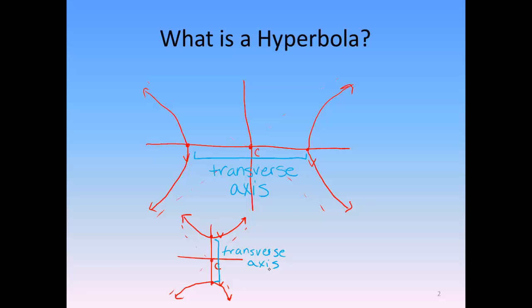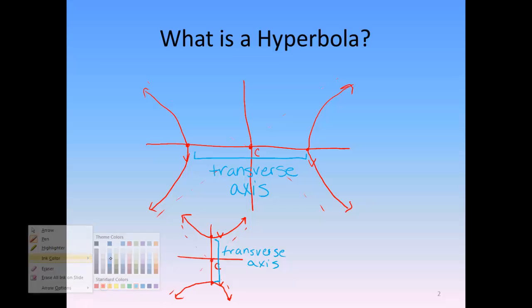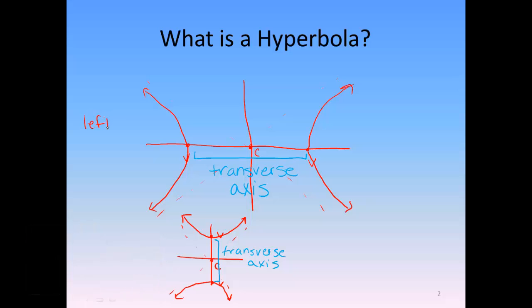Our job today is to look at an equation and distinguish which way it opens, left to right or side to side. This is what I call a left-right opening. This one is the up-down opening. From the equation, we'll figure out which one is which, find the center, find the vertices, and then get a start into how we graph the asymptotes.